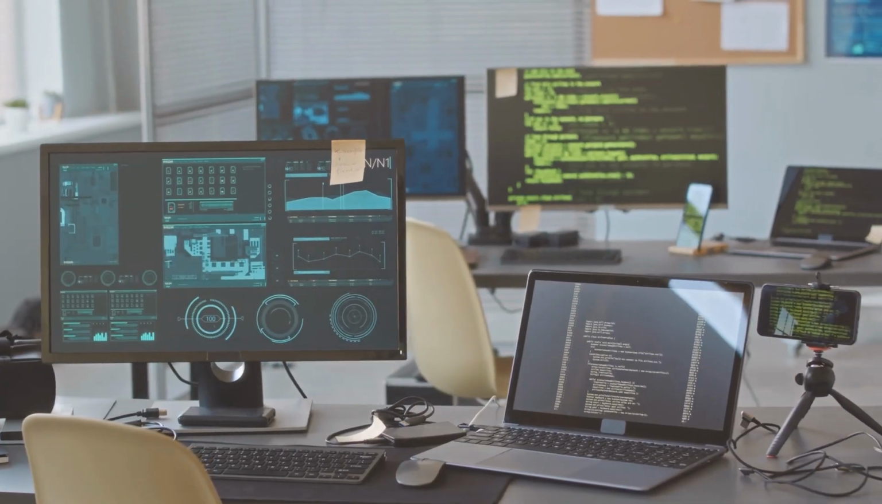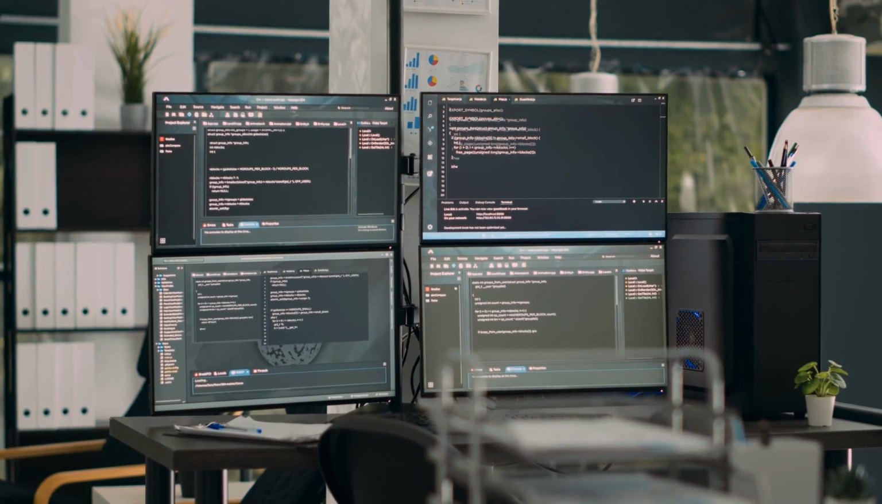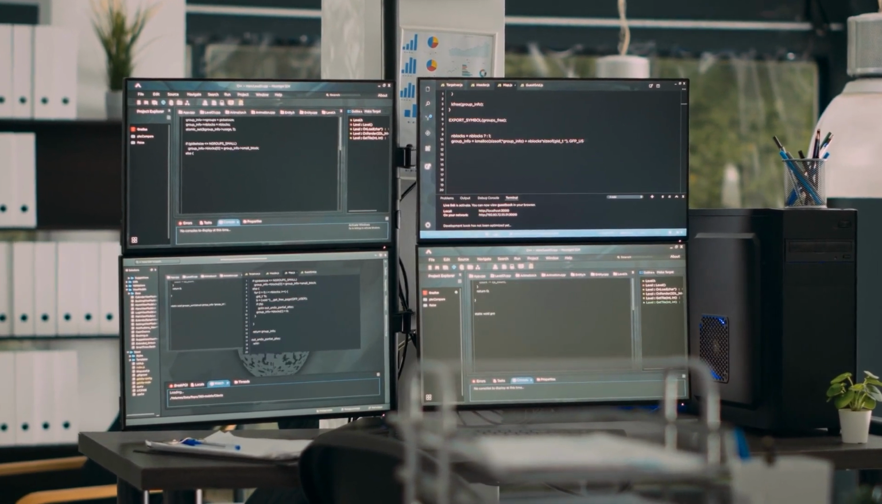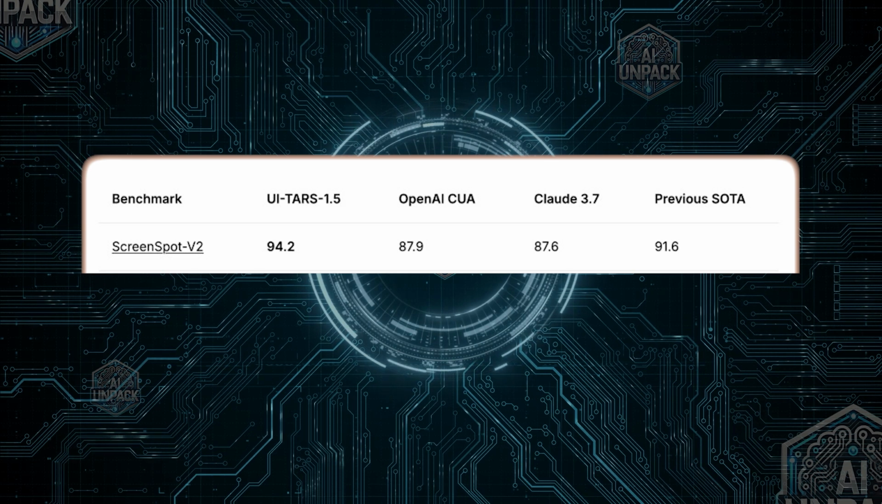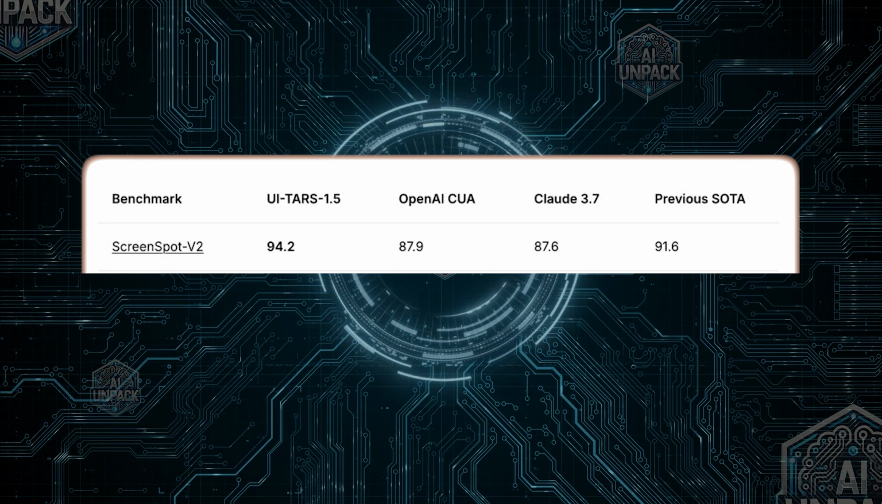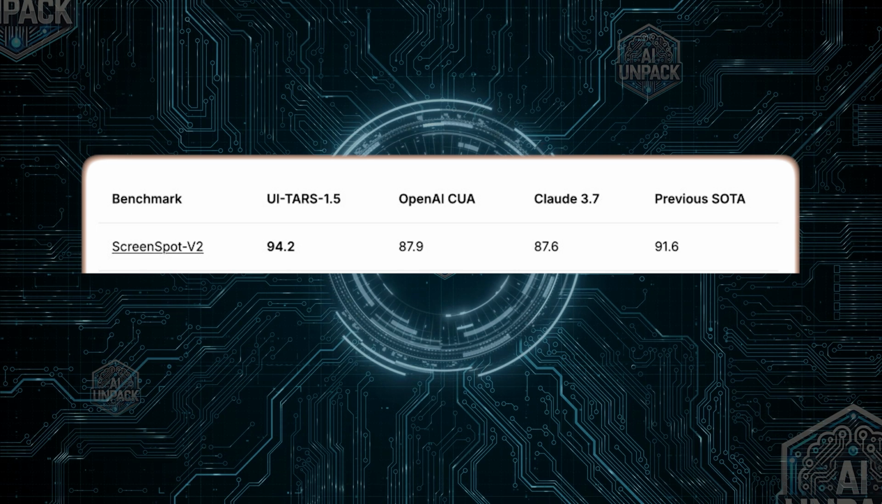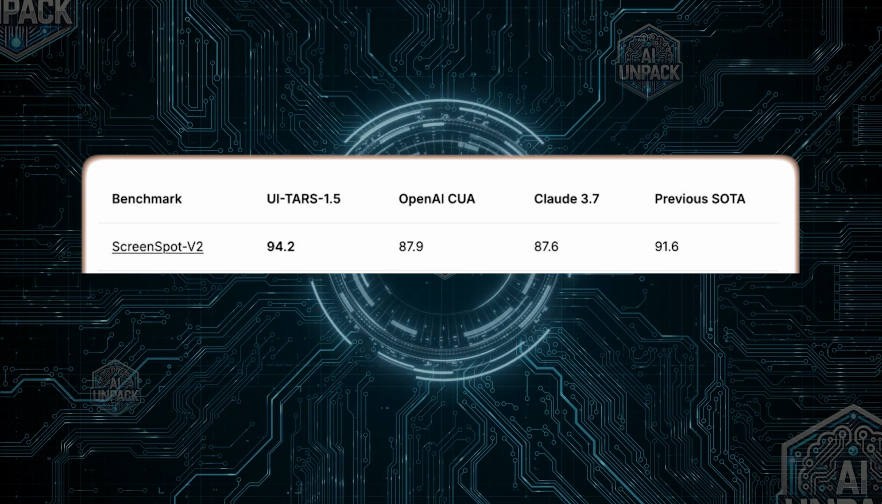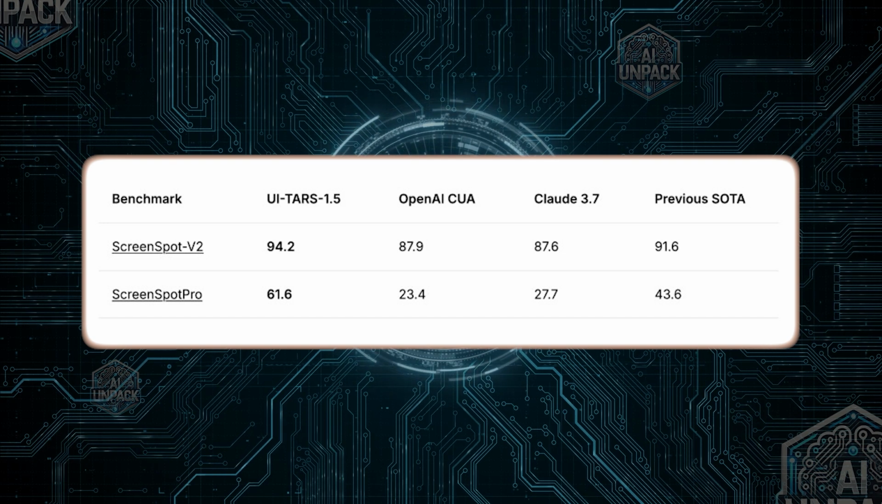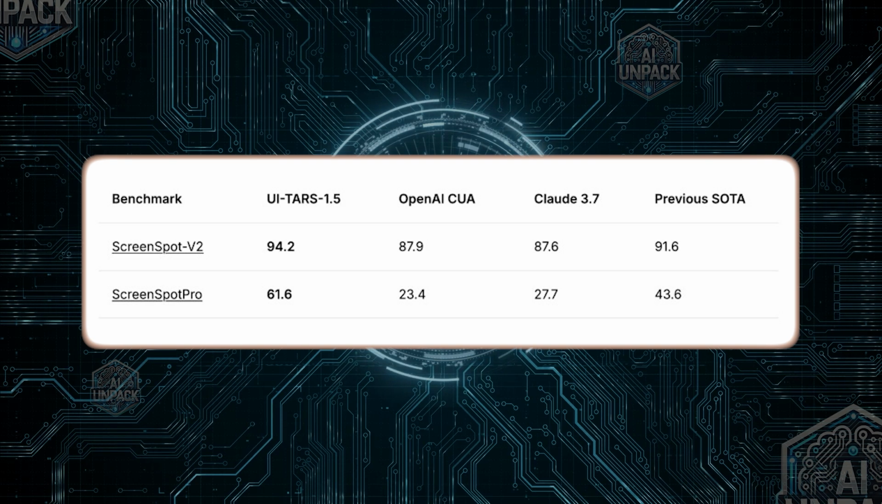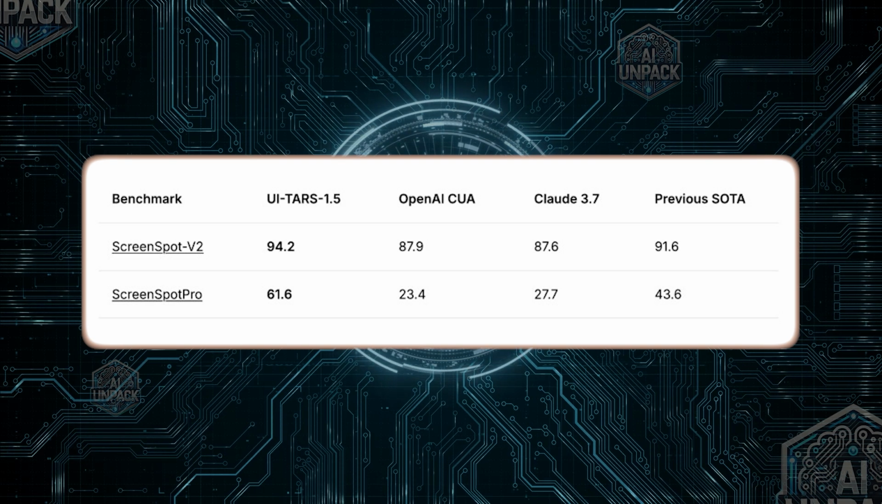But let's go deeper into interface grounding, where agents need to point to and interact with specific parts of a screen. On the ScreenSpot v2 test, UI-TARS 1.5 reached a 94.2% accuracy rate compared to 87.9% for OpenAI's Operator and 87.6% for Claude. And on the ScreenSpot Pro benchmark, which uses higher resolution, more complex professional interfaces, UI-TARS still dominated, with 61.6% accuracy, while Operator only managed 23.4% and Claude hit 27.7%.